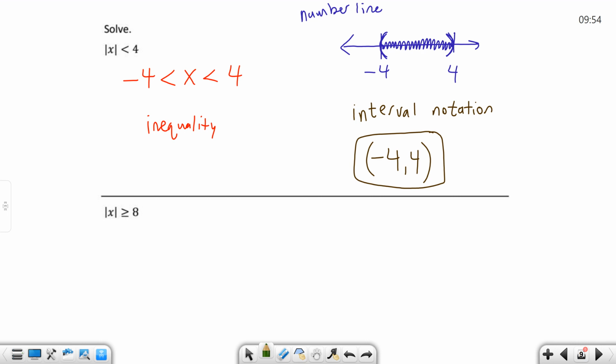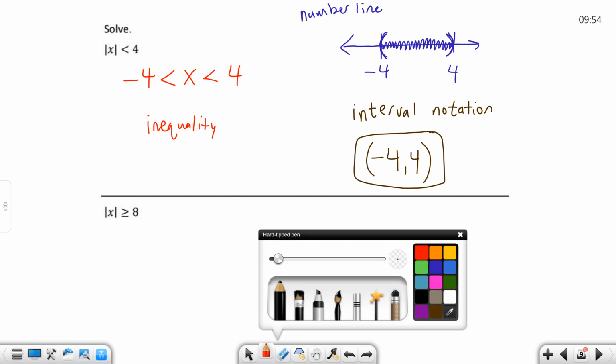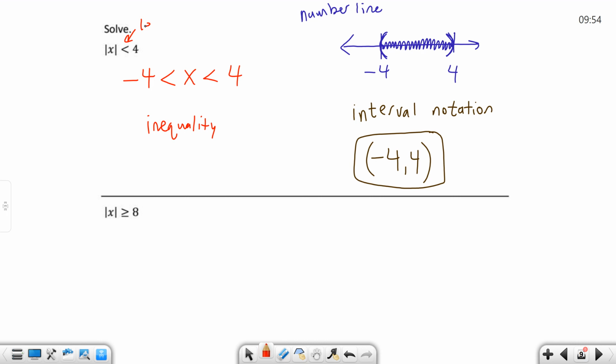All right. Absolute value of X is greater than or equal to 8. This is greater, and I should have written that down up here. Let me write this on the first one. This was less than. Let's not make a sandwich. All right, here's my sandwich right here.